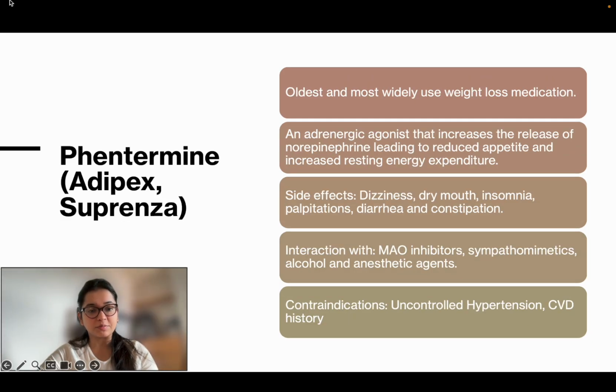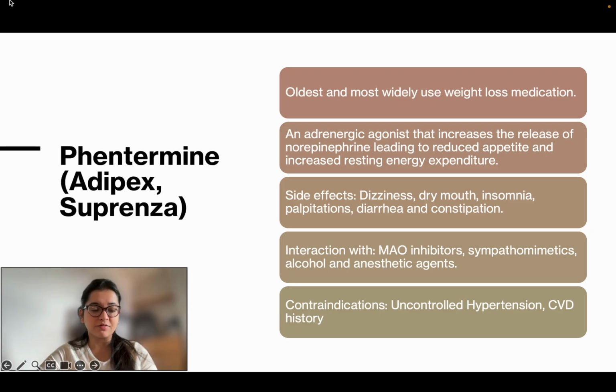The third drug is phentermine. It is sold under the brand names Adipex and Suprenza. Phentermine is one of the oldest and most widely used weight loss medications. How does this medicine actually work? It is an adrenergic agonist that increases the release of norepinephrine. Norepinephrine leads to reduced appetite and increased resting energy expenditure. What does increased resting energy expenditure mean? It means that even when you are resting, your metabolic rate is high and you are burning fat. So it works in both ways.